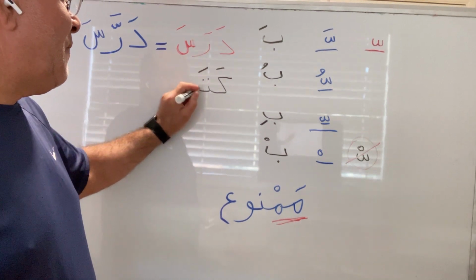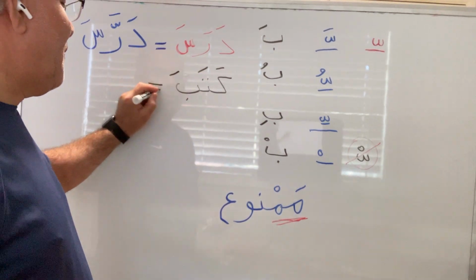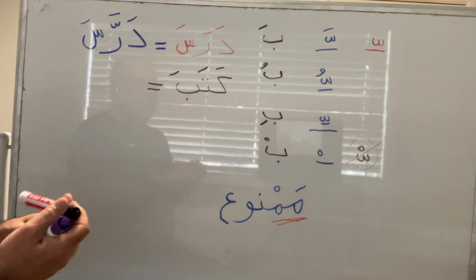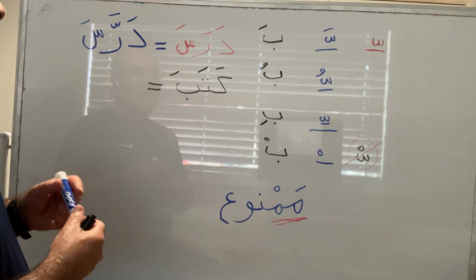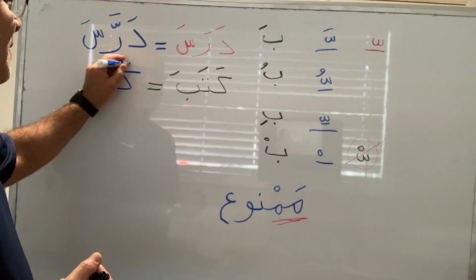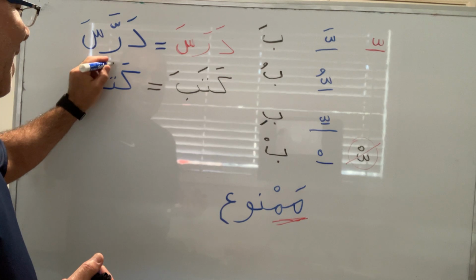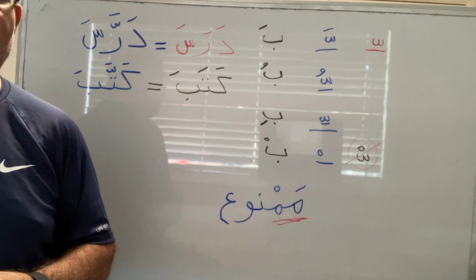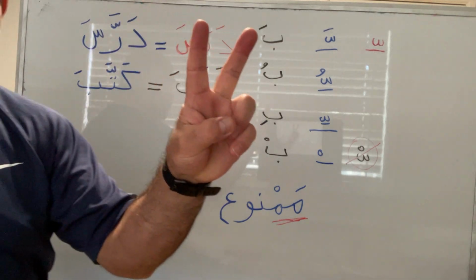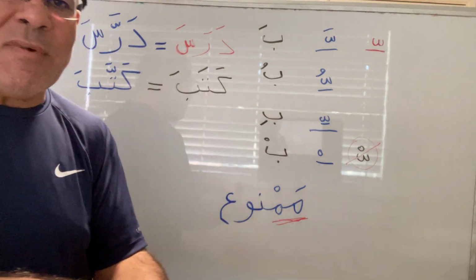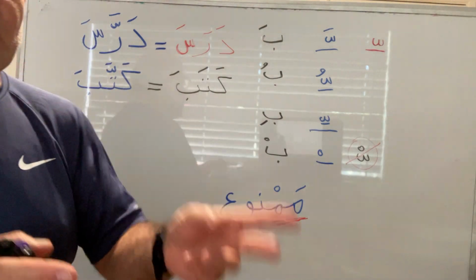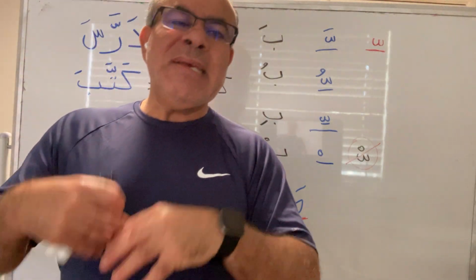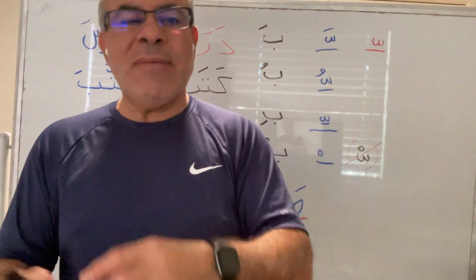One more example, we'll end with it. Kataba. Very simple verb, level 1, which means he wrote, or to write. Now, notice when we add the shadda on the middle letter, it will be kattaba. Kataba is level 1. Kattaba is level 2, which means he made him write, or he dictated. So kataba is to write, or he wrote. Kattaba, he dictated, or he made someone write.